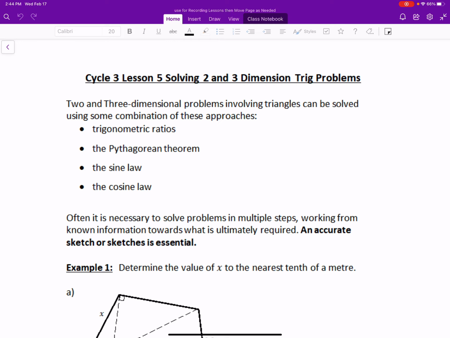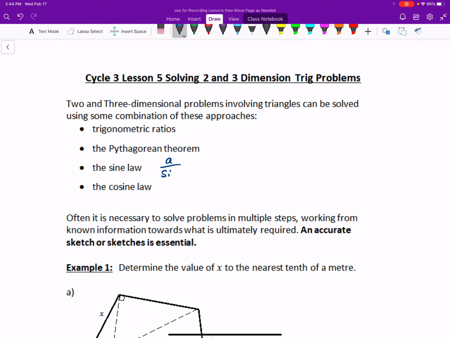We can use trig ratios if we have a right triangle. We can use the Pythagorean theorem also if we have a right triangle. We can use the sine law if we have a non-right triangle where we know the side across from the angle. Remember, the sine law is given as a over sine A equals b over sine B equals c over sine C.